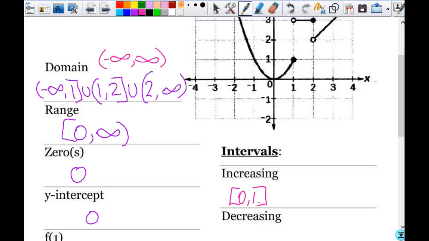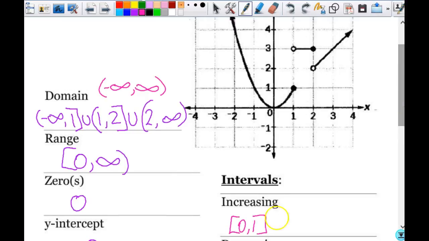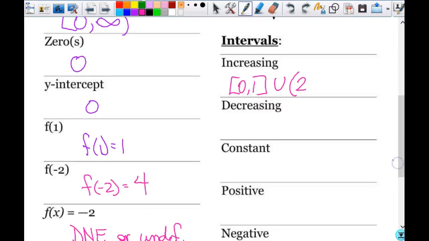and we include them because they're closed circles, right? Is it increasing from 1 to 2? No. Is it increasing from 2, starting at 2? Yes. 2 on to, how far? Infinity. Good. And I don't include either one of those because 2 is an open circle and you don't ever include infinity. We're good?